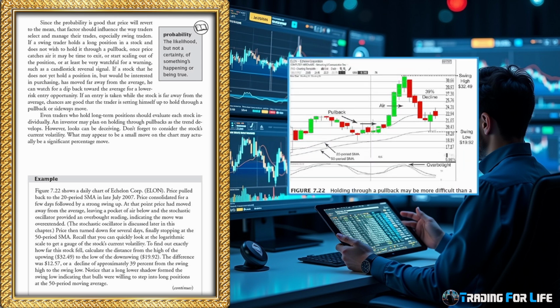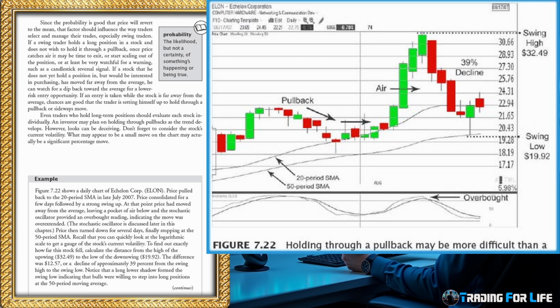Example, figure 7.22 shows a daily chart of Echelon Corp. Price pulled back to the 20-period SMA in late July 2007. Price consolidated for a few days, followed by a strong swing up. At that point, price had moved away from the average, leaving a pocket of air below, and the stochastic oscillator provided an overbought reading, indicating the move was overextended. The stochastic oscillator is discussed later in this chapter. Price then turned down for several days, finally stopping at the 50-period SMA.